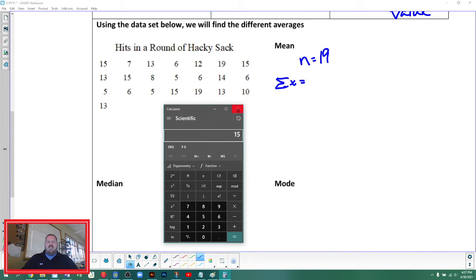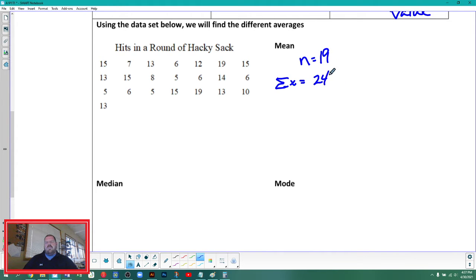So we're going to look at 15 plus 7 plus 13, 6, 12, 19, 15, 13, 15, 8, 5, 6, 14, 6, 5, 6, 5, 15, 19, 13, 10, and 13. We get 240 as our sum.